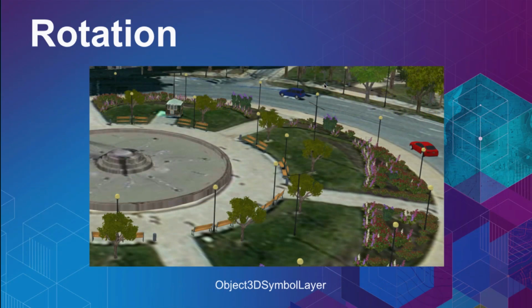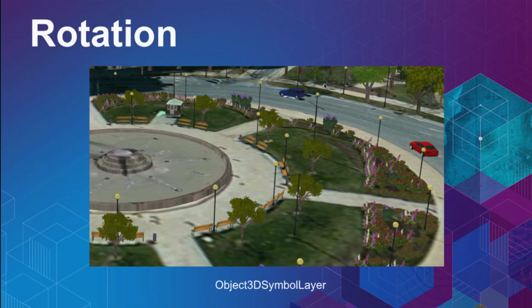However, we can symbolize rotation in object symbol 3D layers because they just have that 3D aspect to them. So here, there's actually two layers that are being visualized with rotation. There's the cars on the street. Notice that they are positioned going the correct direction.